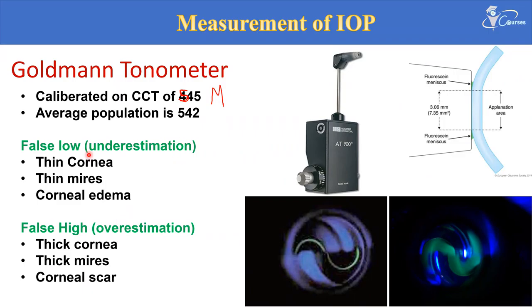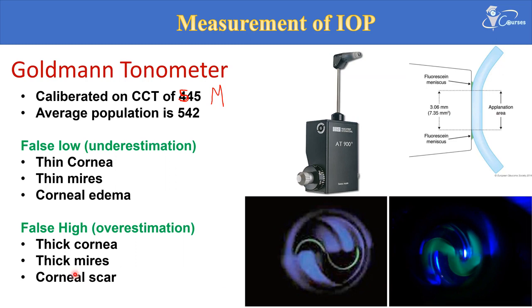If you just reverse these, you will find the false high or the overestimation. Like a thick cornea: in a thick cornea, you will have to exert too much pressure in order to reach the correct intraocular pressure. So this will not be the actual intraocular pressure, it will be just an overestimated value. So a thick cornea is a cause of false high or overestimation. Also, if you have thick Mires during measurement with excessive fluorescein, this means that you are way over the normal measurement.